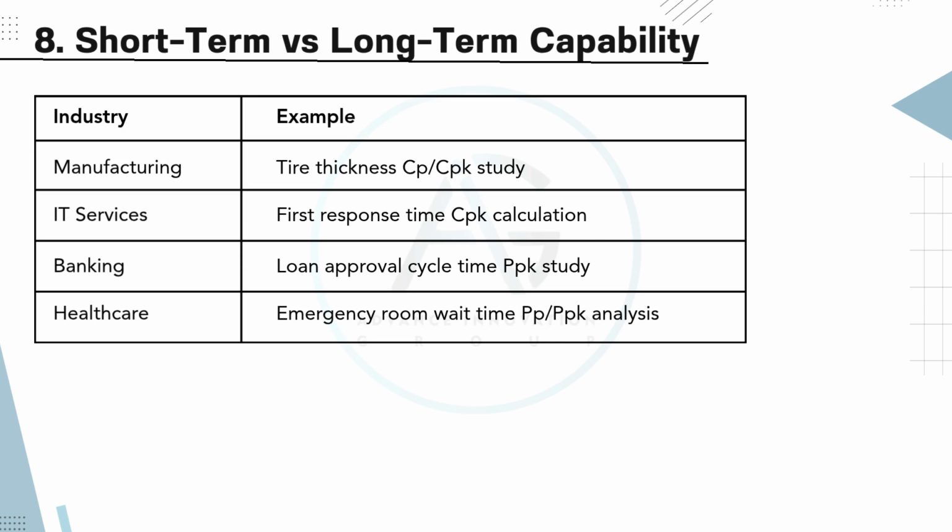In healthcare, PP and PPK help assess longer-term patterns like emergency room wait times, accounting for broader process shifts. In summary, CP and CPK show how a process performs in the short term, while PP and PPK reflect long-term capability, factoring in more variation over time.